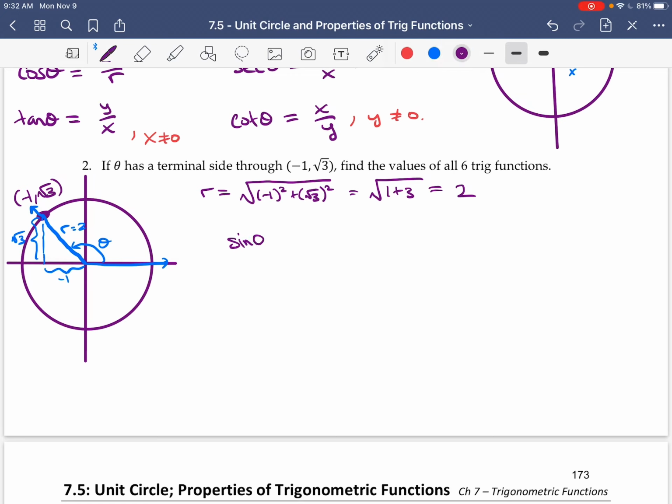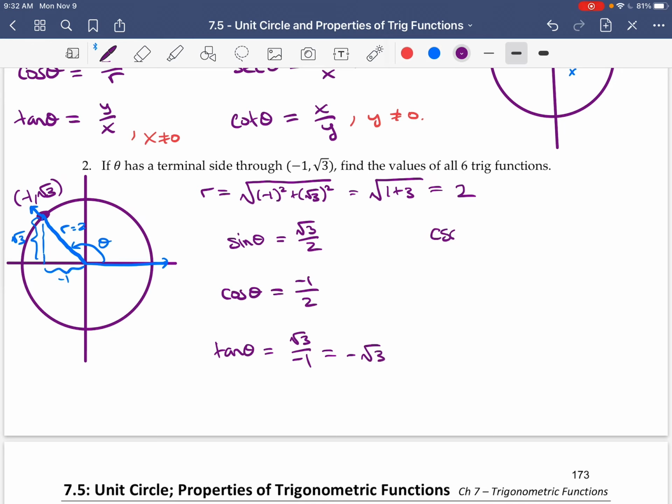So sine theta is going to be the y value over the r value, so that's root 3 over 2. Cos theta is the x value over the radius, so -1 over 2. And tan theta is the y value over the x value, so that's -root 3.